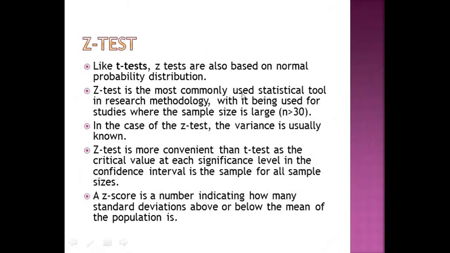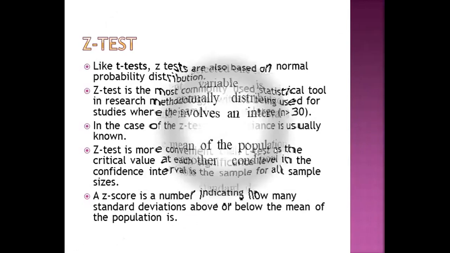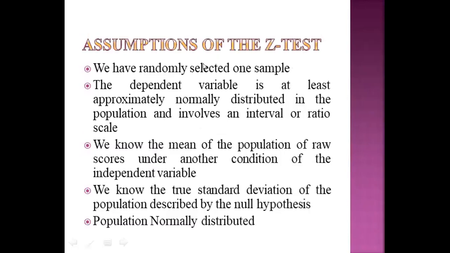It is the most commonly used statistical tool when the sample size is larger than 30. In the case of the z-test, the variance or standard deviation is known, and the z-test is more convenient than the t-test, as the critical value at each significance level in the confidence interval is the same for all sample sizes. A z-score is a number indicating how many standard deviations above or below the population mean a value is in the standard normal. Assumptions of the z-test: we have randomly selected one sample.